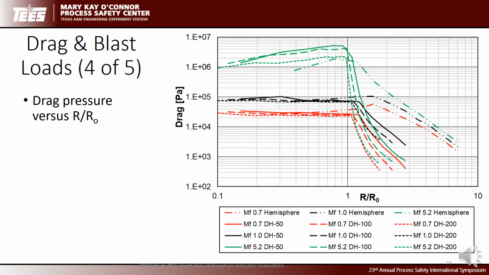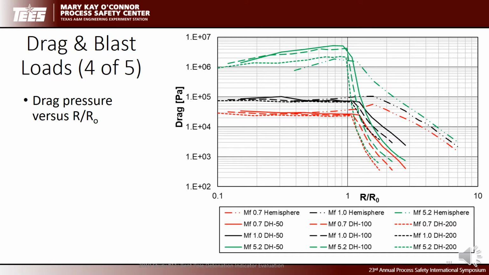Then the black is Mach 1, red is Mach 0.7. The curve grouping out here is our spherical clouds, and again being plotted from the edge of the cloud. And then with the disk-shaped cloud, the drag loads drop off quite a bit faster. And the solid lines here are our cloud radii of 50, then cloud diameter height ratio of 50, then diameter height ratio of 100, and then 200.